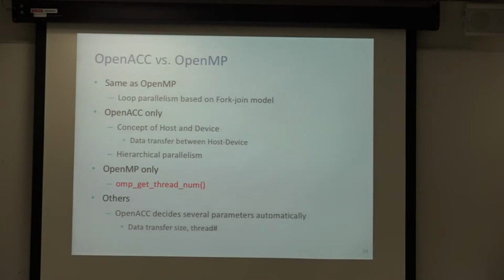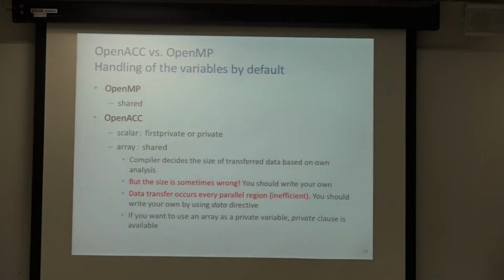In addition, OpenACC decides several parameters automatically, such as transferred data size or the number of threads. The default variable handling is also different. In OpenMP, all variables are handled as shared variables. But in OpenACC, scalar variables are handled as firstprivate or private variables, and arrays are handled as shared variables.